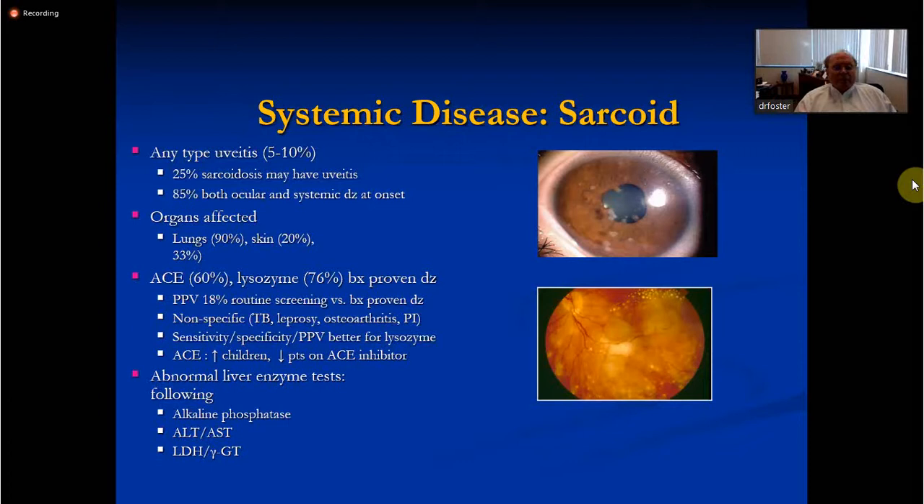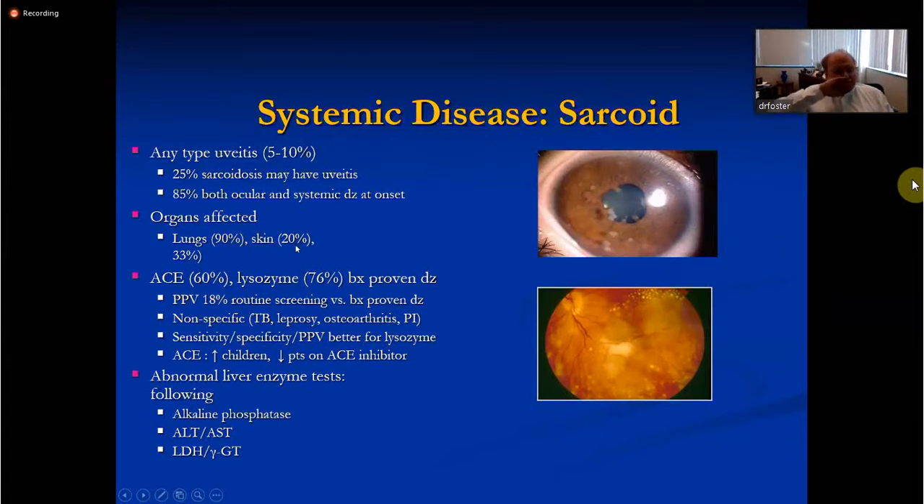Sarcoid can occur in anyone. It doesn't necessarily cause granulomatous uveitis like you see here, but it can produce that. It can also be non-granulomatous uveitis. And so we look for sarcoid in almost everyone. Very few people have lung involvement or skin involvement, but they may.